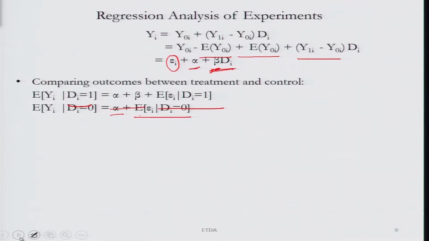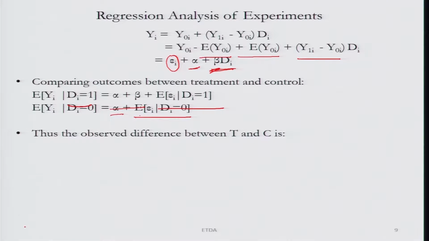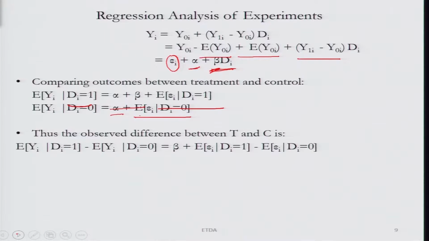Then, once you take the difference, if you recall, the treatment effect is nothing but the expectation of y i given d i equal to 1 minus the expectation of y i given d i equal to 0, which is the average value of the outcome y i between the treatment group and the control group. That is the observed difference between the treatment and control group, and when you take the difference between these two terms, it leads you to beta plus the difference between the error terms in the treatment group and the control group.